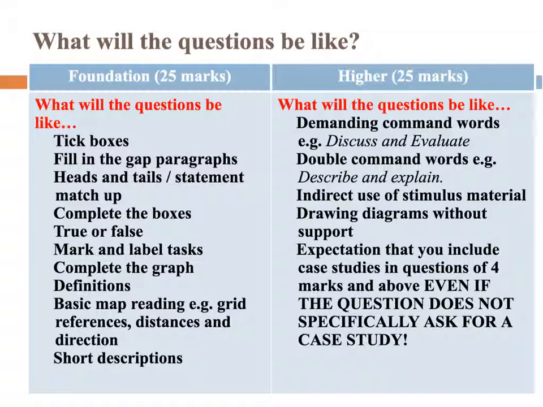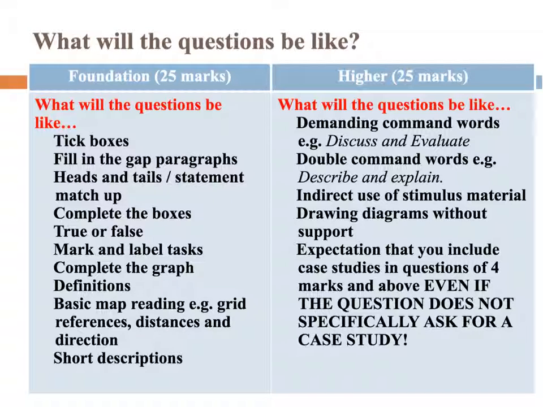On the higher paper, the command words will be more demanding. So there will be words like discuss and evaluate. So discuss, you have to give the strengths and the weaknesses, which is worse, okay, or which is better. And then evaluate, again, strengths and weaknesses, and then make a judgment, your personal opinion. There could be double command words. So foundation will have describe, 4 marks, whereas a higher candidate will have describe and explain, 6 marks.